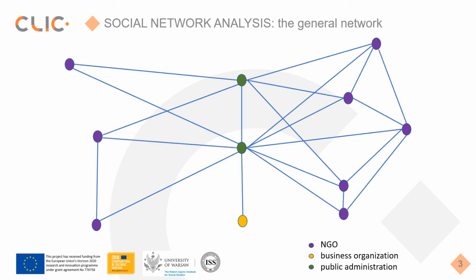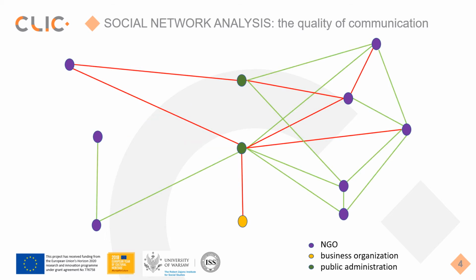So what are those organizations? When we add characteristics of individual organizations into the graph, we can see that the central position in this network belongs to two public organizations, these green spots. There are many non-governmental organizations in the network, and there is only one business actor, which is, by the way, the least networked actor. The situation here is surely not ideal.